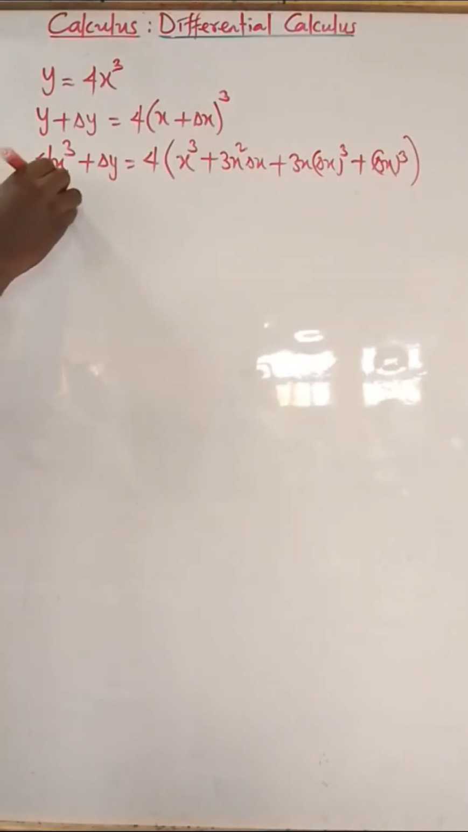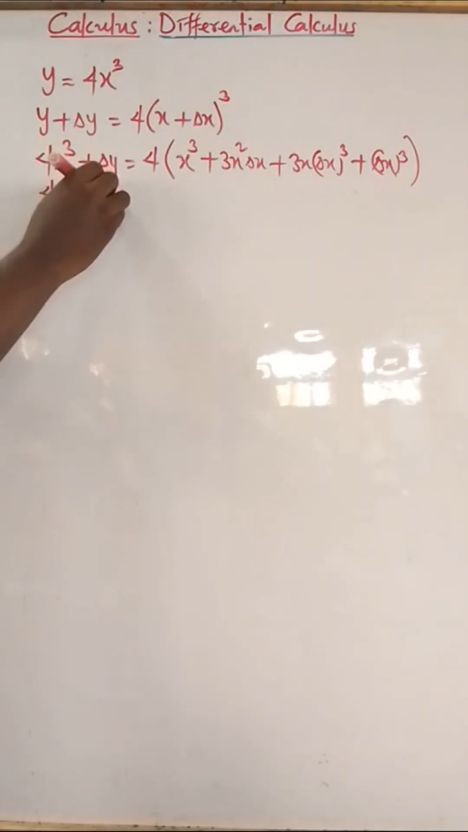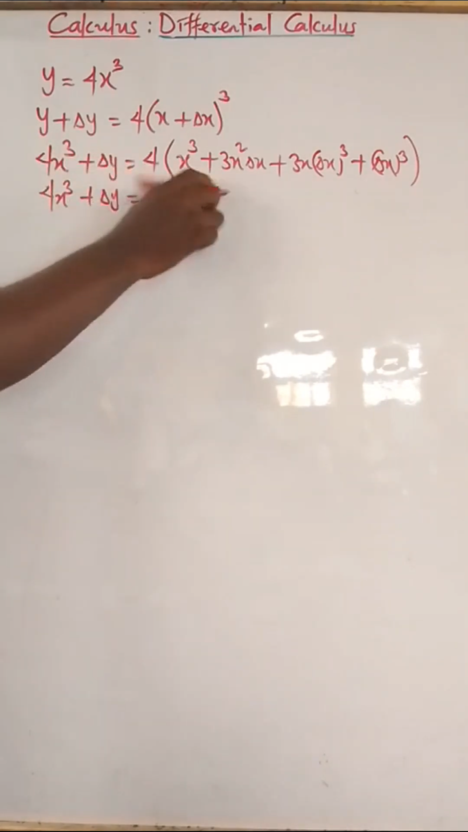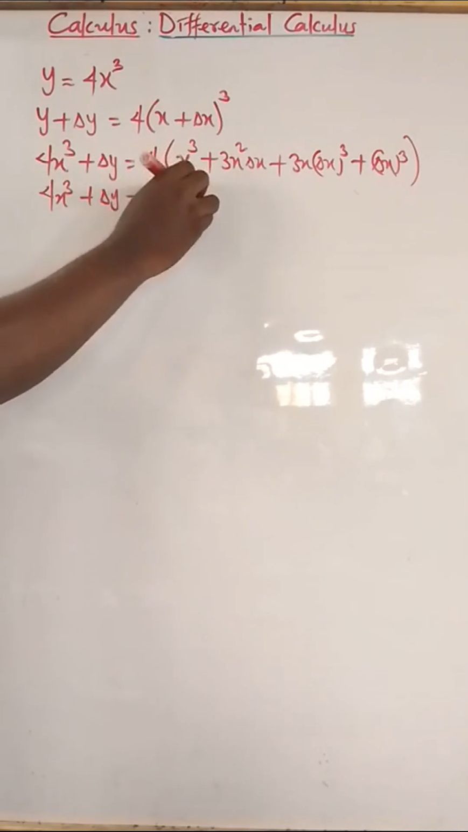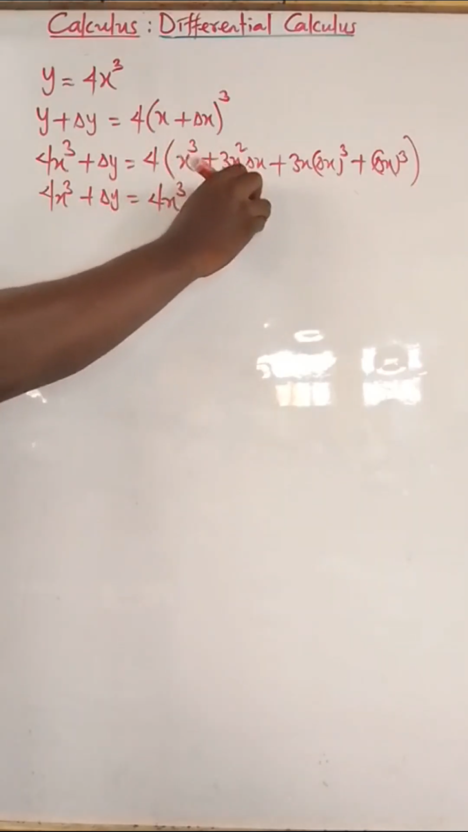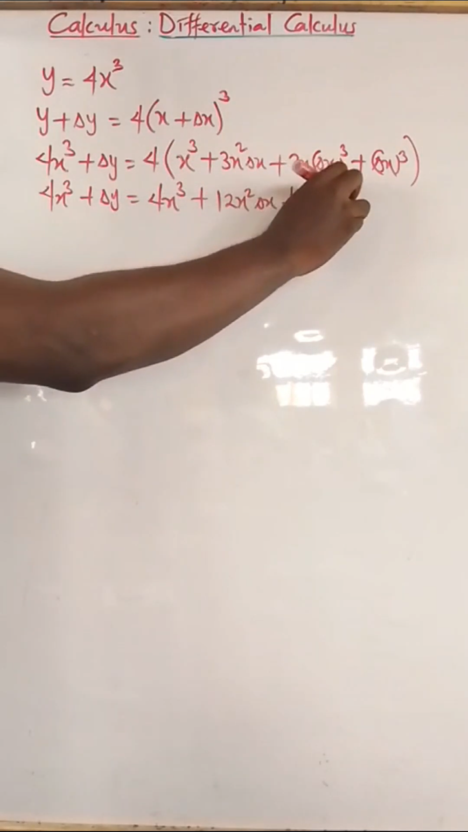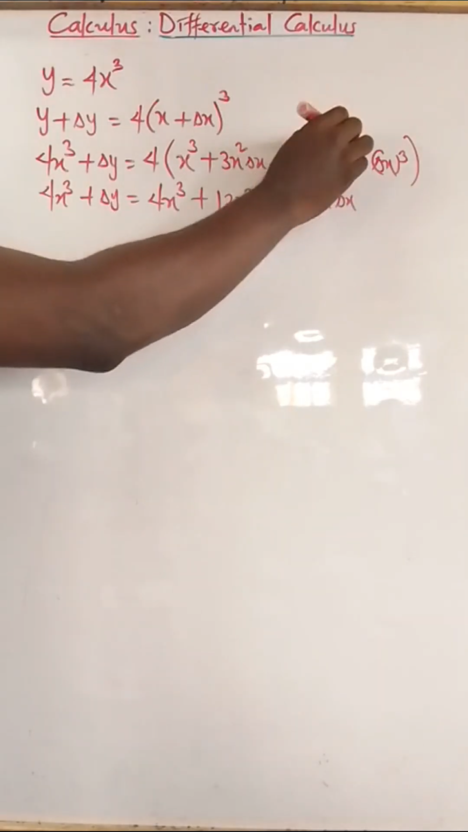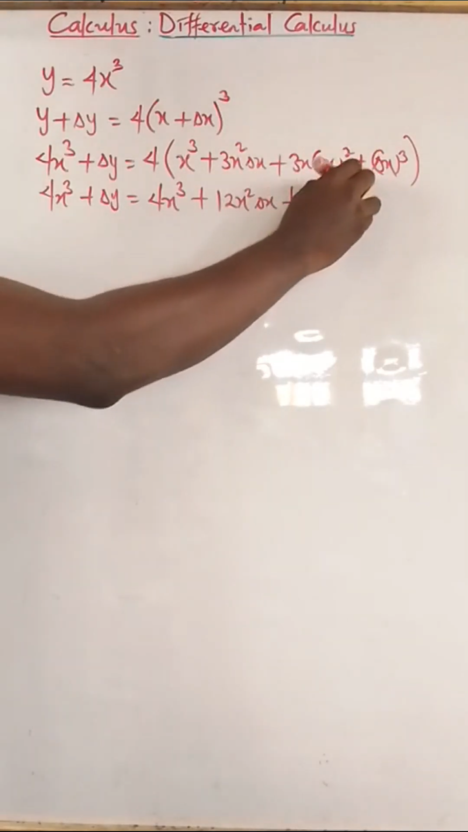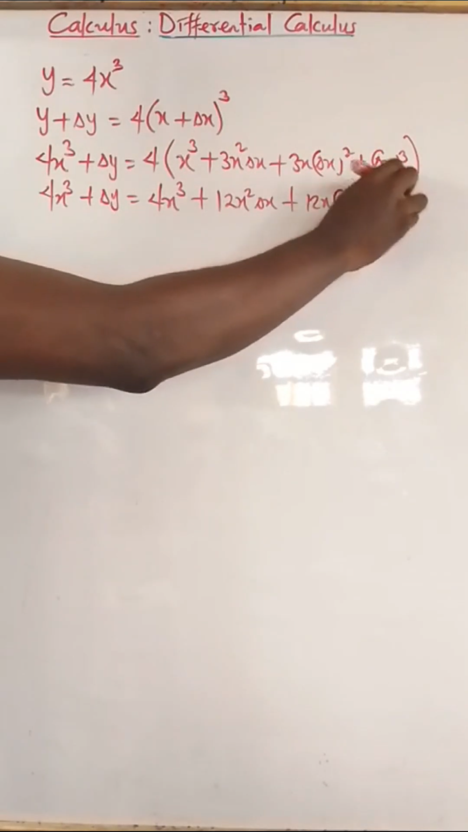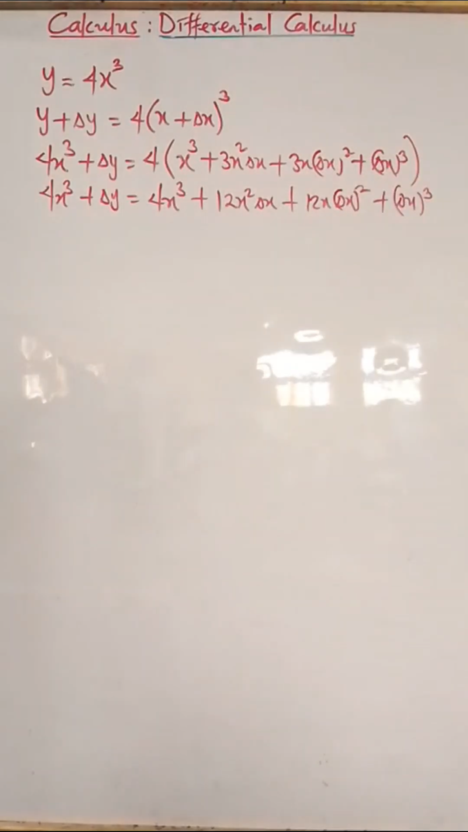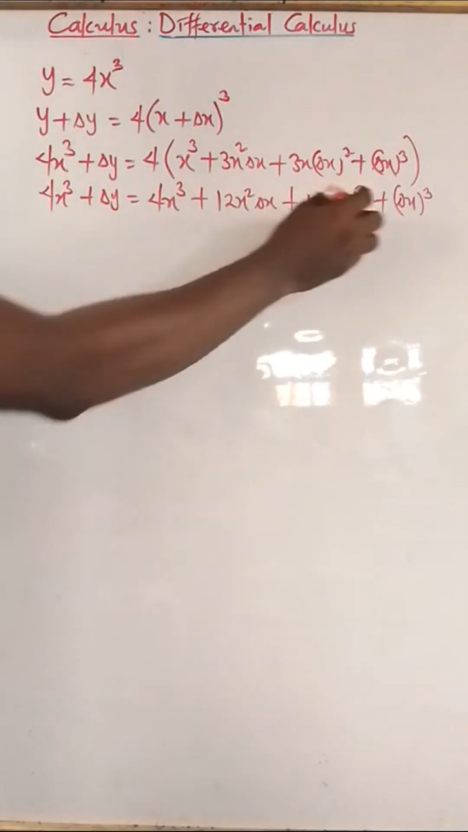Now from here, let us expand. Let's remove the bracket at the right hand side. So here we have 4x cubed plus 12x squared change in x plus 12x change in x, this will be squared, plus change in x cubed. From here, sorry, 4 will be here too.